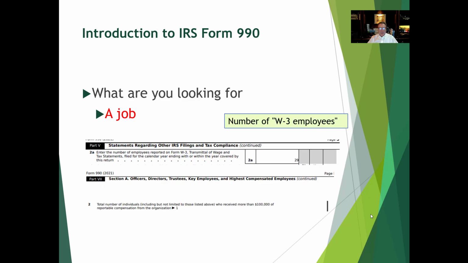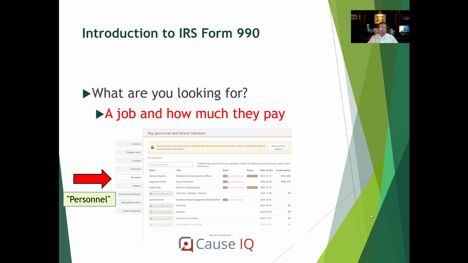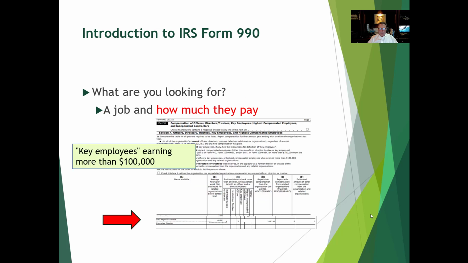If you're looking for a job, the Form 990 would tell you how many employees it had in its most recent filing. If you're looking for how much specific people get paid, that information would be here, but only for those who are making more than $100,000.